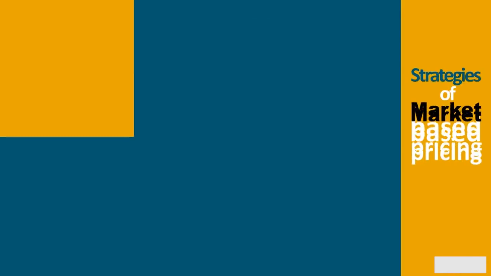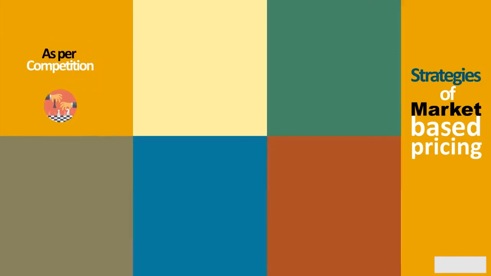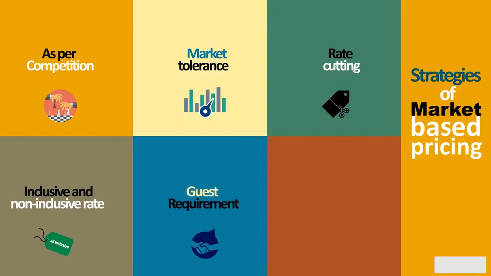Now let's take a look at some common methods of market-based pricing. As per competition: in this approach, prices in all competing hotels are considered for similar products. Market tolerance: checks the best available room rates of the competing hotels by calling them up without disclosing the identity. Rate cutting: rates are lowered to increase occupancy levels, especially during off-season. Inclusive and non-inclusive rates: charges rates based on meals provided. Guest requirement: vary room tariff as per guest requirement.